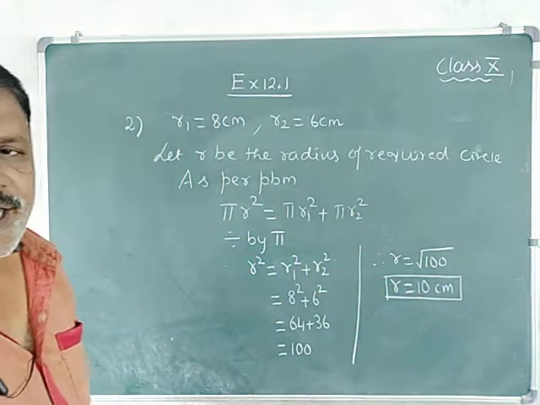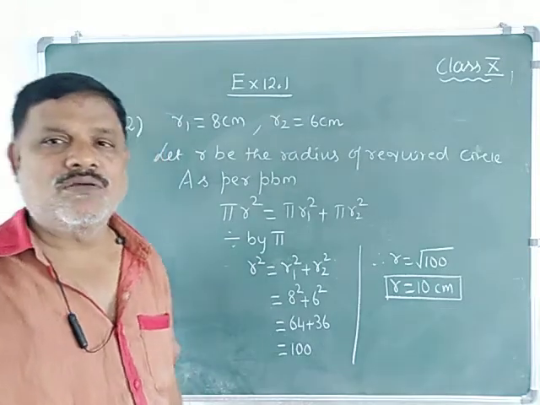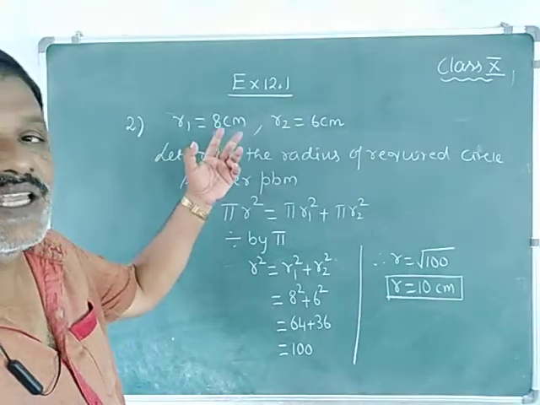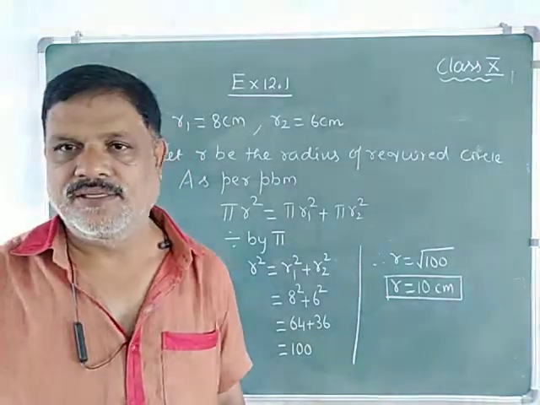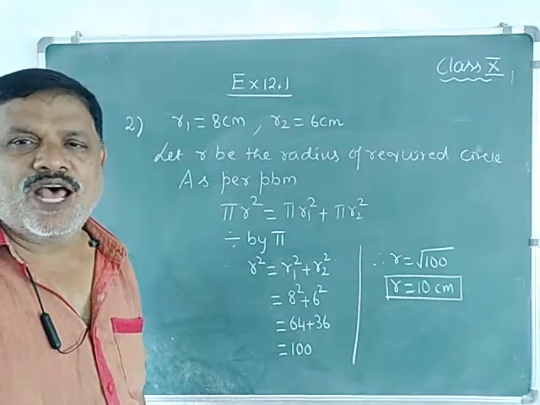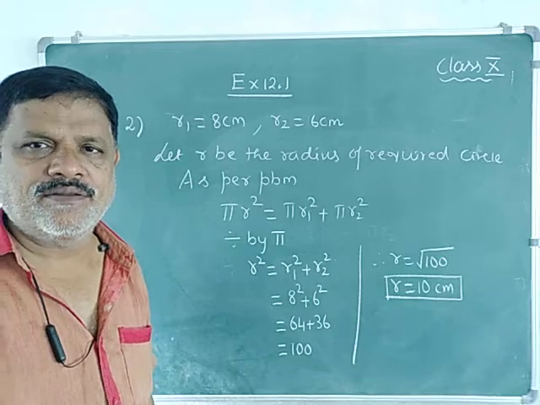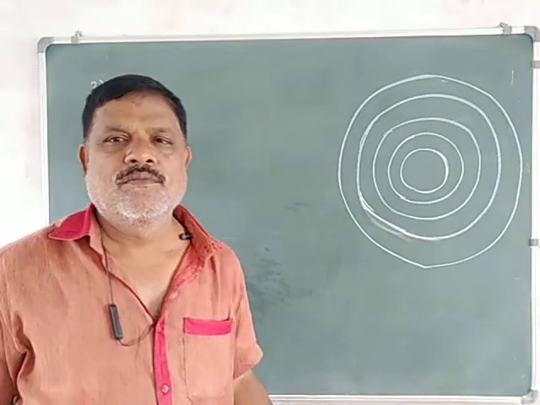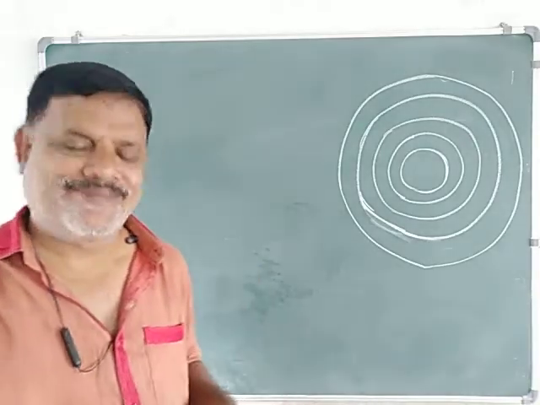Therefore, the radius of the required circle, whose area is equal to the sum of the areas of the given circles, is 10 centimeter. So this is how we solve problem number 2. Now we move on to problem number 3.